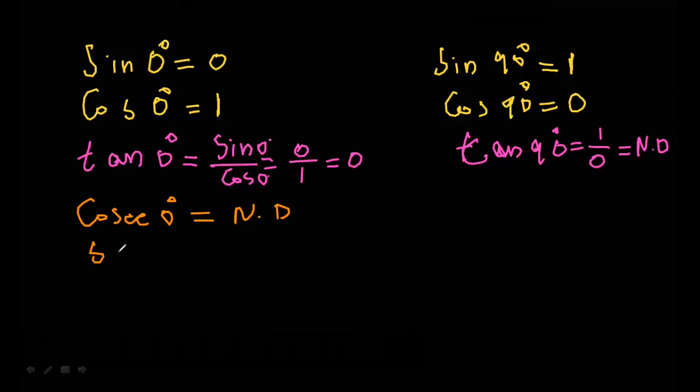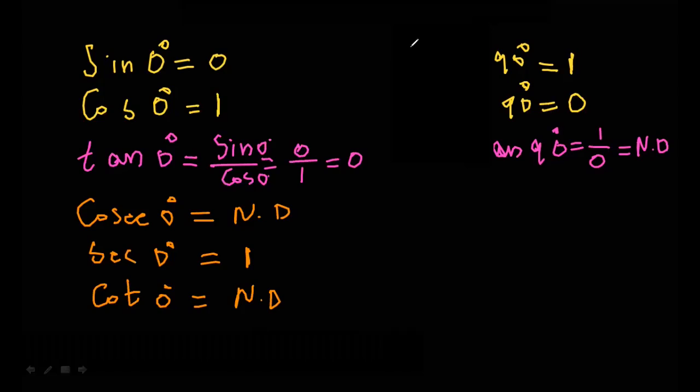What about sec 0 degree? Sec is the reciprocal of cos, which is 1. Reciprocal of 1 is 1 only. Next is what? Cot, right? Cot 0 degree. Similarly, we have 0 in the denominator, so it will become not defined. So using that trick, we have completed 0 degree: sine 0, cos 0, tan 0, cosec, sec, and cot. Same trick we can use here also.